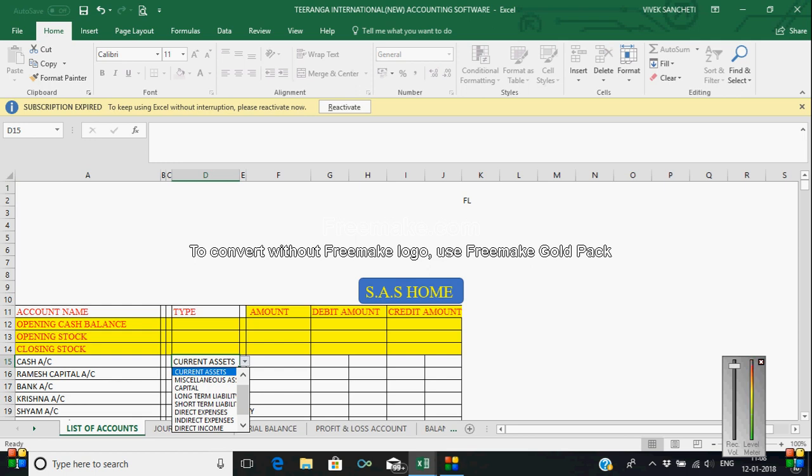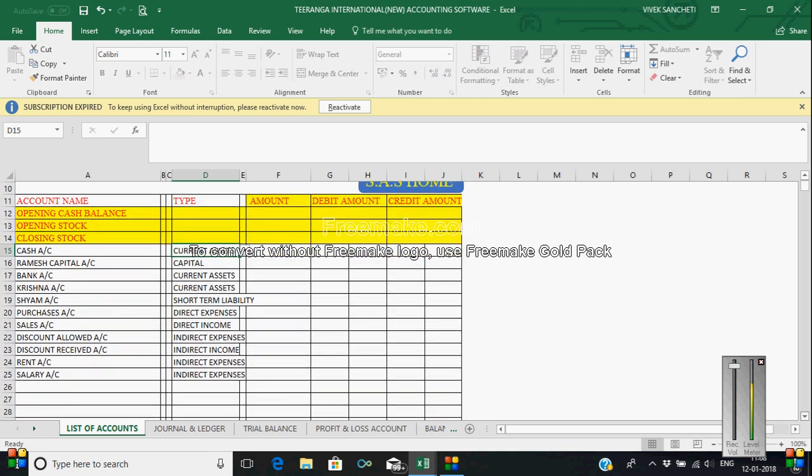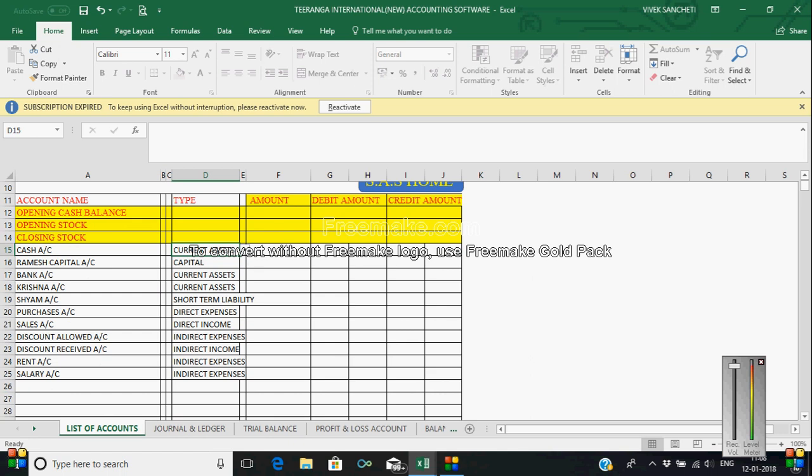Suppose cash is current assets, Ramesh capital is capital account, bank is current assets, Krishna, the goods are being sold to Krishna, so it is current assets, Shyam is short term liability or current liability because goods are purchased from Shyam, and then there is purchases account which is direct expenses, sales account which is direct income, discount allowed account indirect expenses, discount received account indirect income, rent account is indirect expenses, ready account is indirect expenses. So this relates to an illustration which I have done in order to prove this software.